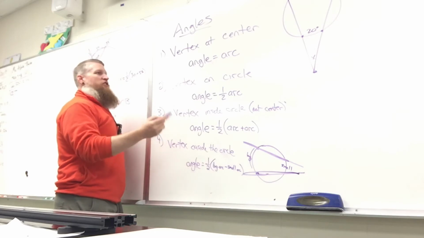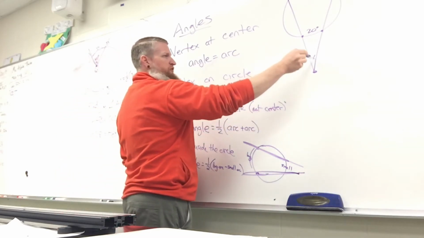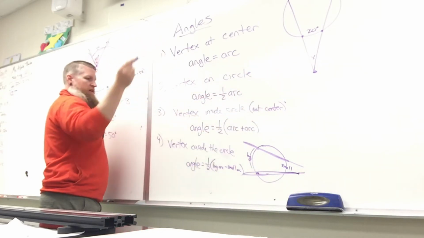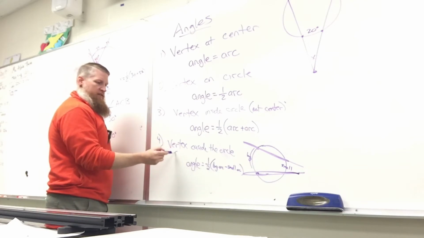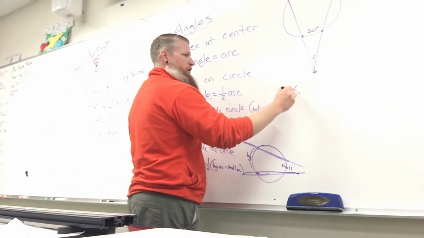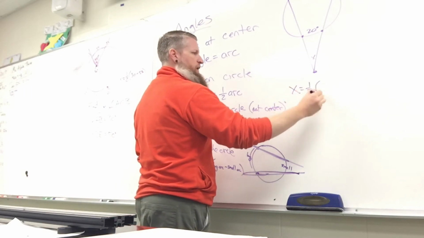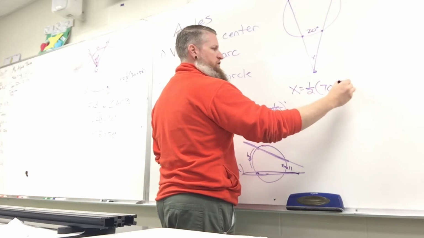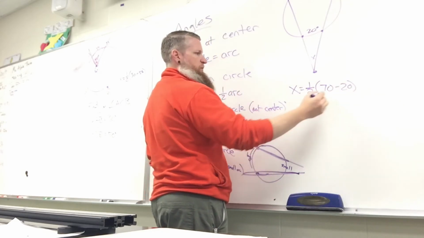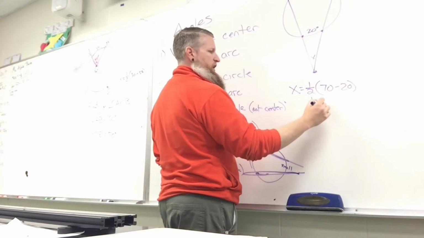Okay, so again, your check needs to be, they want me to find an angle. The angle's on the outside of the circle. That's where my vertex is. So I'm going to take my angle equals 1/2 the big arc, which is 70, minus the small one. So what's 70 minus 20? And what's half of 50?